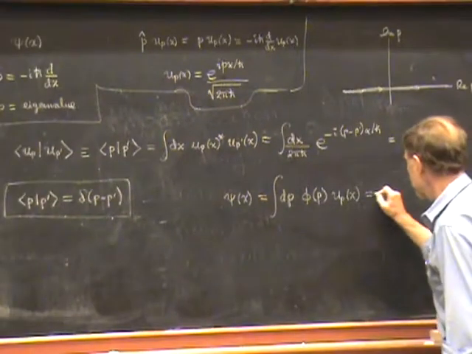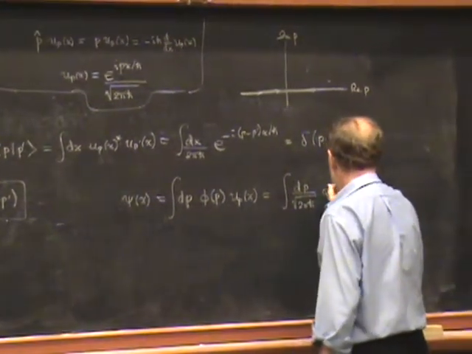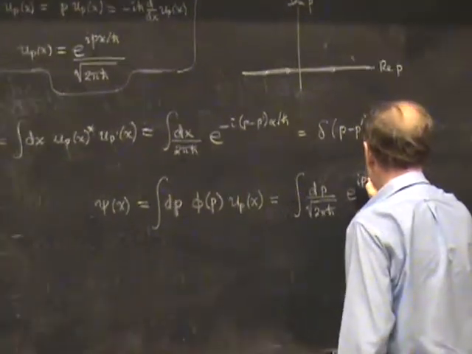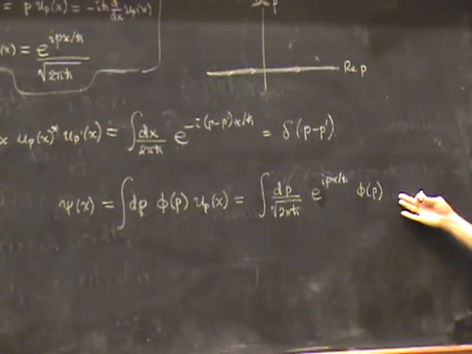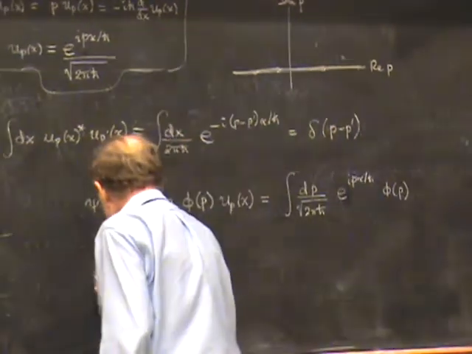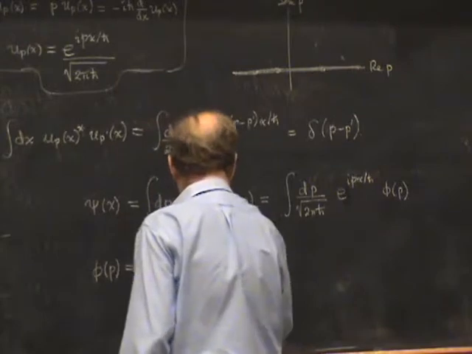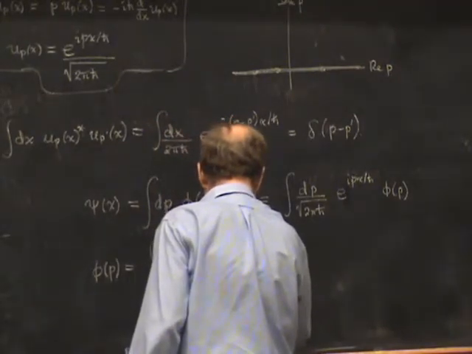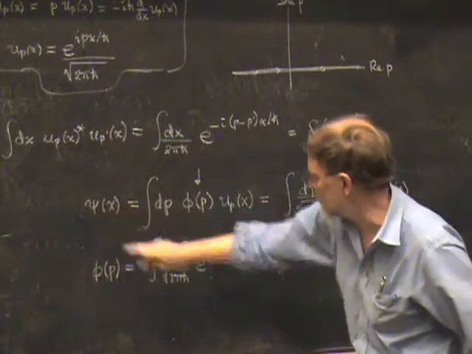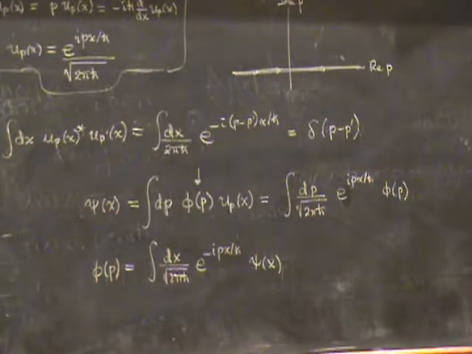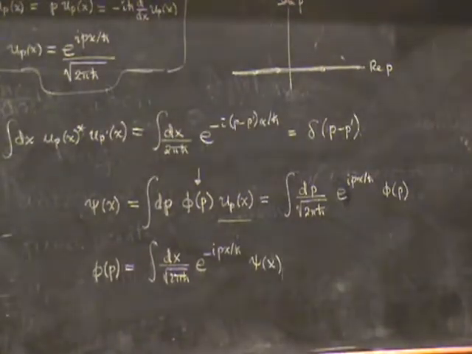And the answer is yes, because if you write this out more explicitly, it becomes the integral dp over the square root of 2 pi h bar, e to the i p x over h bar, times phi of p. And so what you recognize is that psi of x is the Fourier transform of phi of p. By Fourier's theorem, this has an inverse, which is the integral dx over the square root of 2 pi h bar, e to the minus i p x over h bar, times psi of x. And so the answer is the expansion coefficients exist. They're nothing but the Fourier transform of psi, or as we say in quantum mechanics, the momentum space wave function. And in this sense, these eigenfunctions of the continuous spectrum are complete.